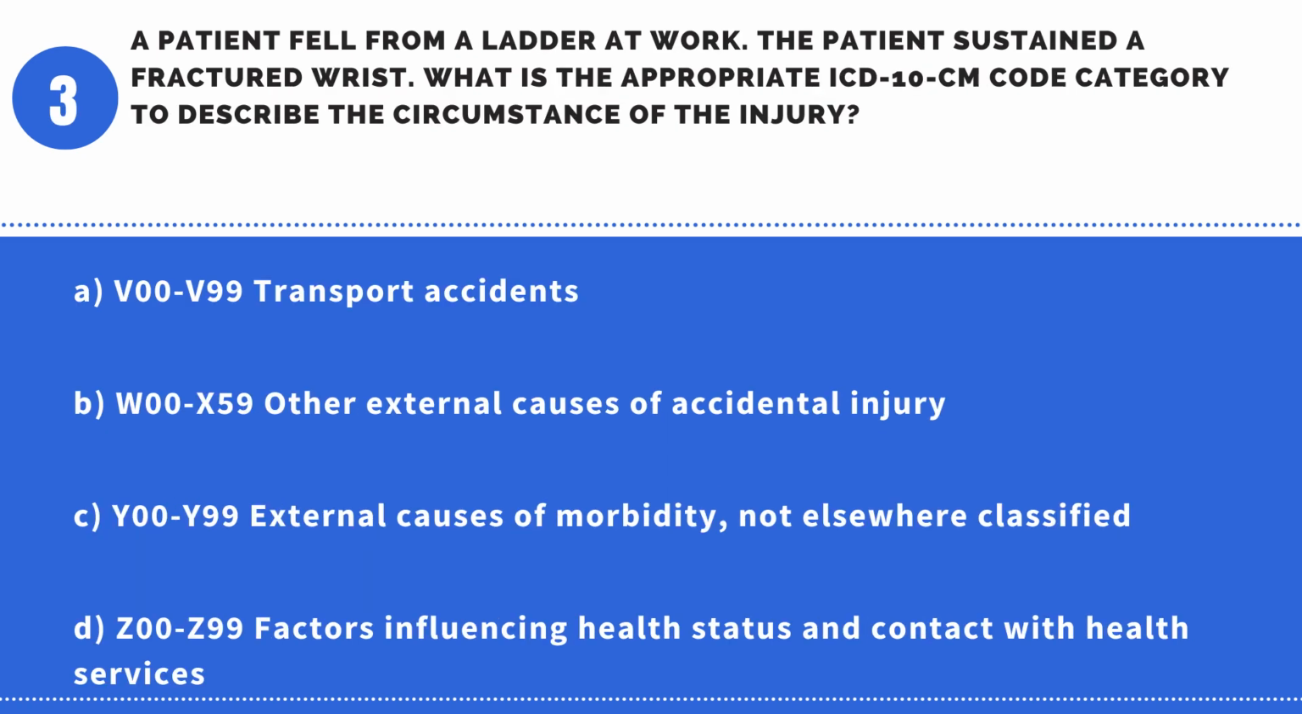Question 3. A patient fell from a ladder at work. The patient sustained a fractured wrist. What is the appropriate ICD-10-CM code category to describe the circumstance of the injury? A. V00-V99 transport accidents. B. W00-X59 other external causes of accidental injury. C. Y00-Y99 external causes of morbidity, not elsewhere classified. D. Z00-Z99 factors influencing health status and contact with health services.